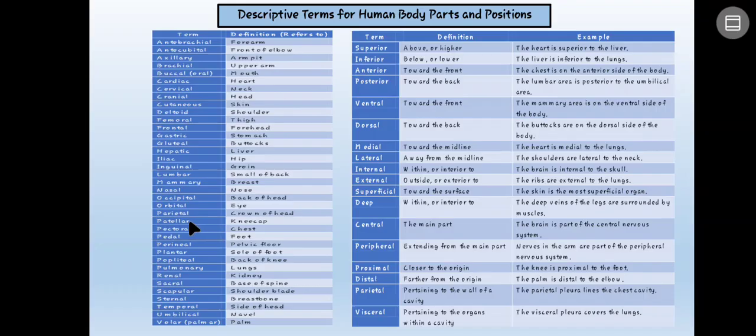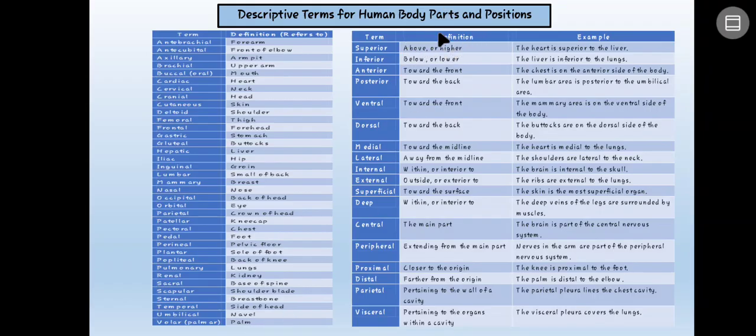Kneecap is patella. Patella means kneecap. Pectoral means the chest. Pedal means the foot. Perineal means the pelvic floor. Plantar means the sole of the foot. Popliteal means the back of the knee. Pulmonary means the lungs. Renal means the kidney. Sacral refers to the base of the spine. Scapula refers to the shoulder blade. Sternal refers to the breastbone. Temporal refers to the side of the head. Umbilical refers to the navel. Volar or palmar refers to the palm.